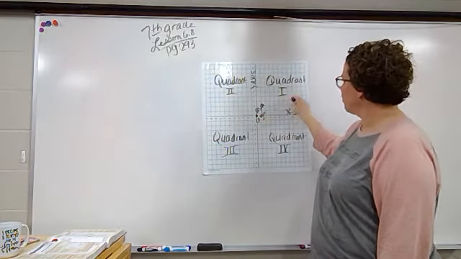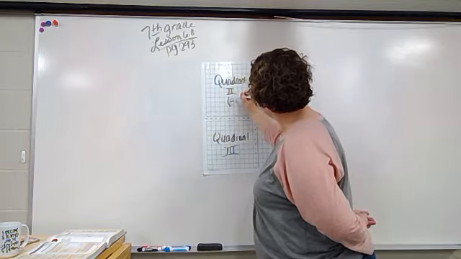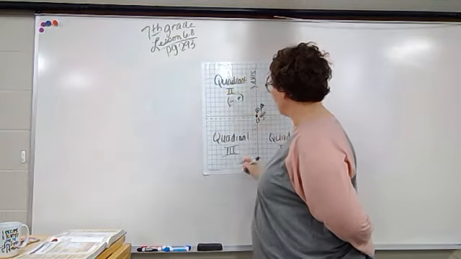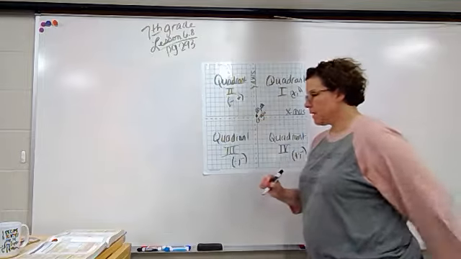So everything in quadrant 1 is positive. X and Y are both positive. In quadrant 2, X is negative, and the Y is positive. Down here in quadrant 3, everything is negative, negative, negative, looks like a bird face or something. And over here in quadrant 4, X's are positive, but Y's are negative.